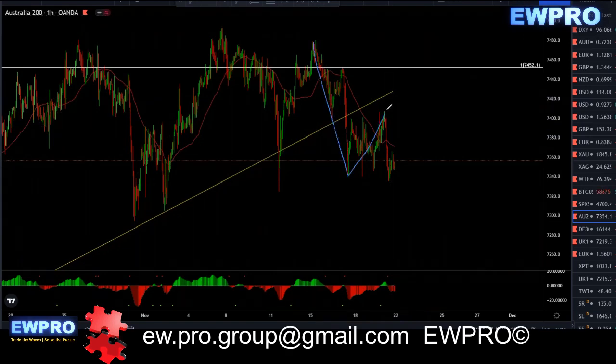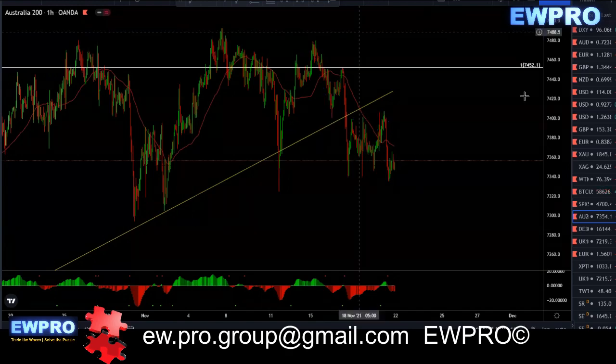So you're looking at an A, B, C in here, because this is very corrective. So if you get a little sell setup in here, you could scalp the short. Very risky. I'll be staying out of it.